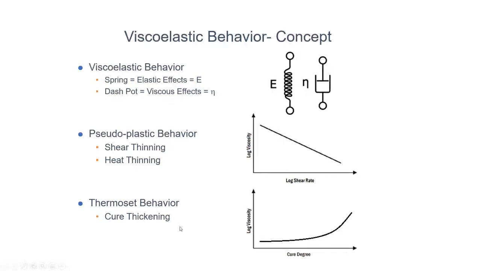And then we have the thermoset behavior, the curing, which is a thickening. If shear and heat thin, then cure thickens. If you think of it in terms of viscosity, we see as the cure degree increases, we see the viscosity go up. And we generally look at this as a log versus cure degree. And this is the method we tend to display that data.